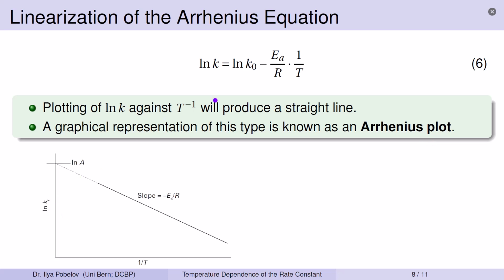By plotting experimental data on temperature dependence of a rate constant as an Arrhenius plot, one should obtain a straight line. The slope of this line equals negative EA over R and allows us to determine the activation energy. The intercept at 1 over T equals 0, corresponding to infinite temperature, provides the pre-exponential factor.